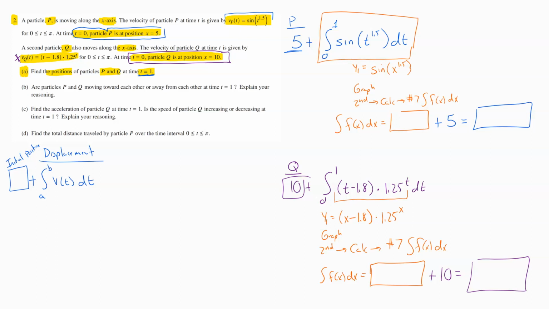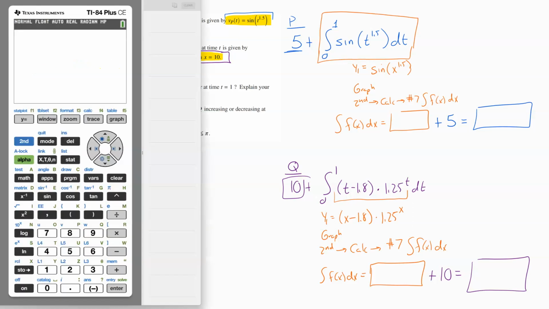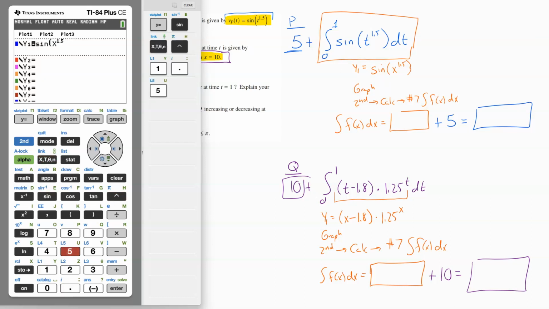So we'll start with P first. Going with P into our y equals, we type in that equation: sine of x, raised to the 1.5.